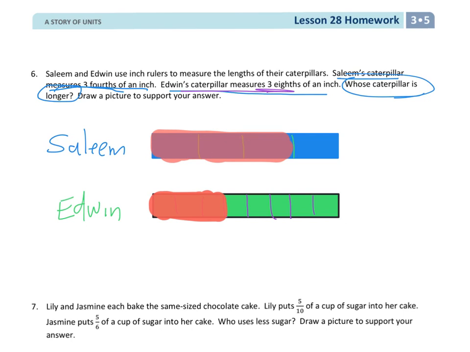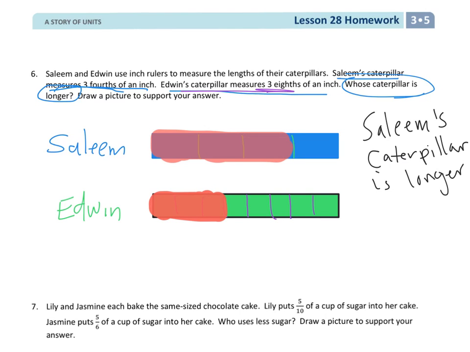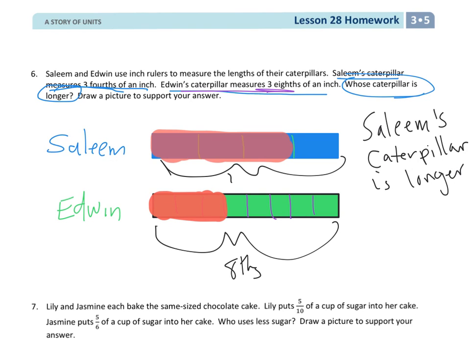And when I take a look at the whole amounts, I see that Salim has more shaded. So Salim's caterpillar is longer. And the way I look at this is Edwin's was talking about eighths. Salim's was talking about fourths. And when we break the same unit, the more pieces we have, the smaller they get.